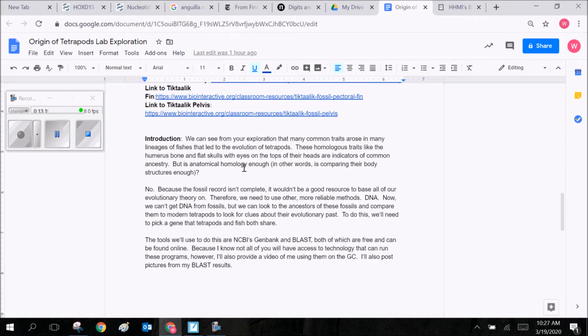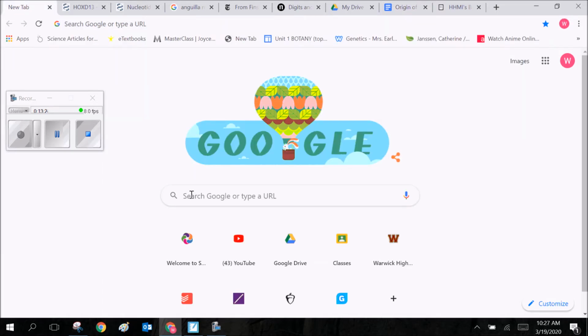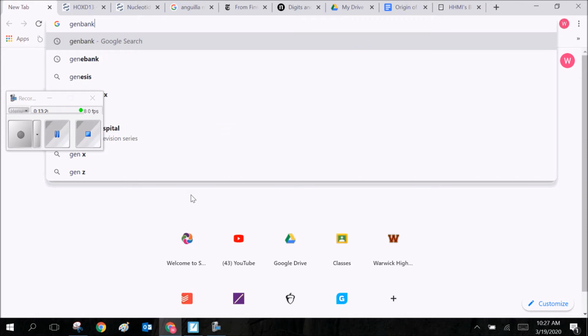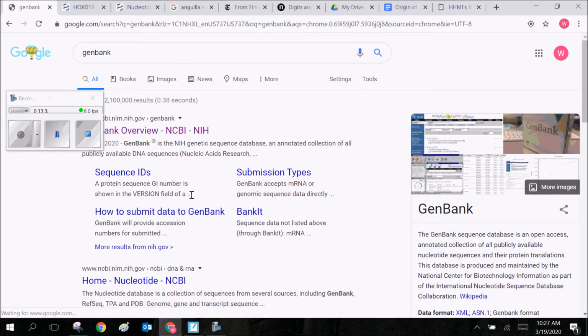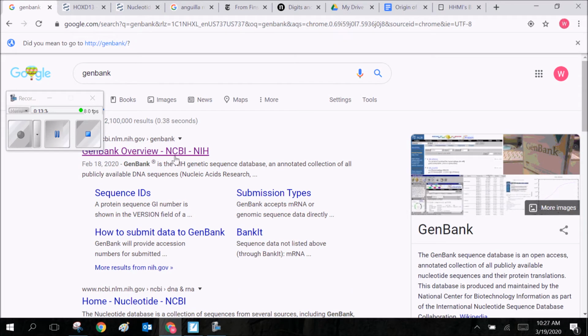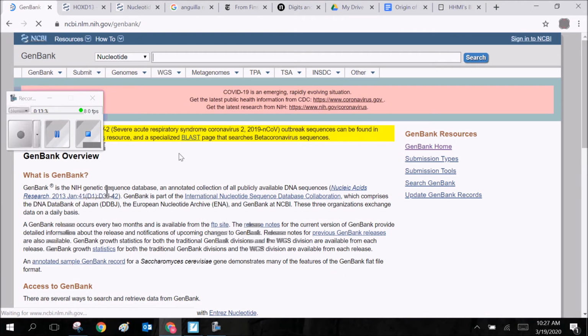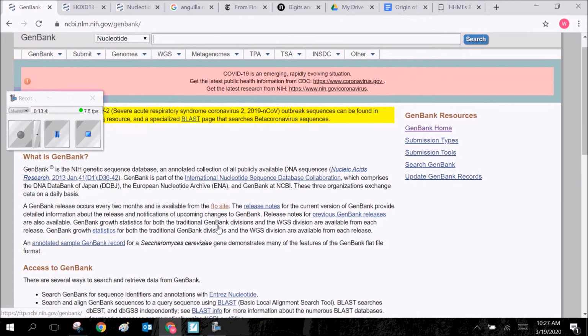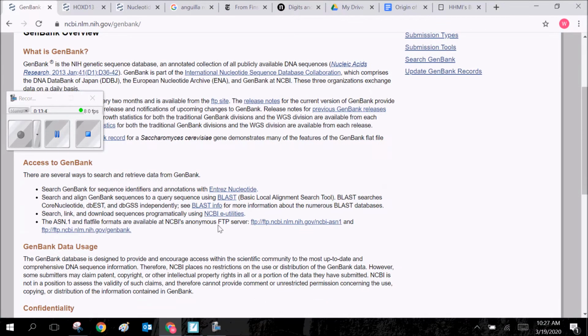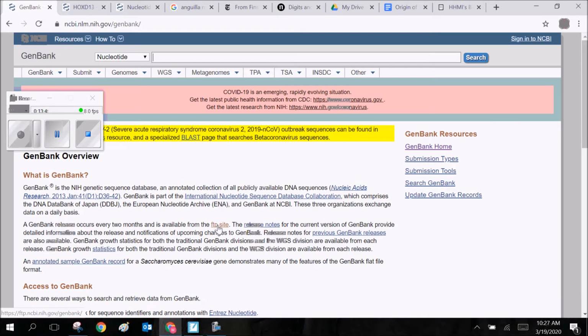So what is GenBank and BLAST? Okay, well, let's start with GenBank. So you go to Google and you type in GenBank, and you just type in GenBank because I don't know why they got rid of the second E. Anyway, you go there and it takes you to GenBank Overview, NCBI, NIH, and that takes you to this website. And it'll explain to you what is GenBank and all that sort of stuff. Why should you care and all those things. Basically, GenBank is a library of genes.